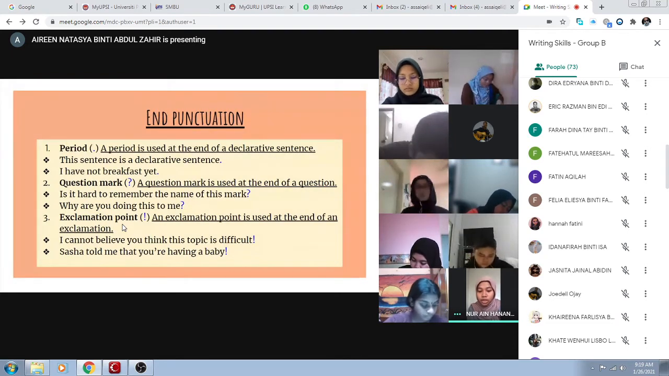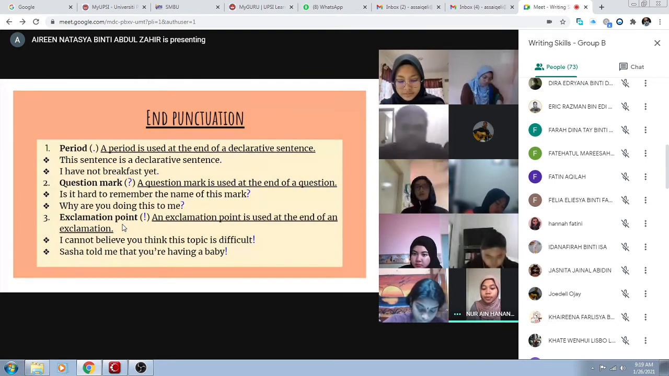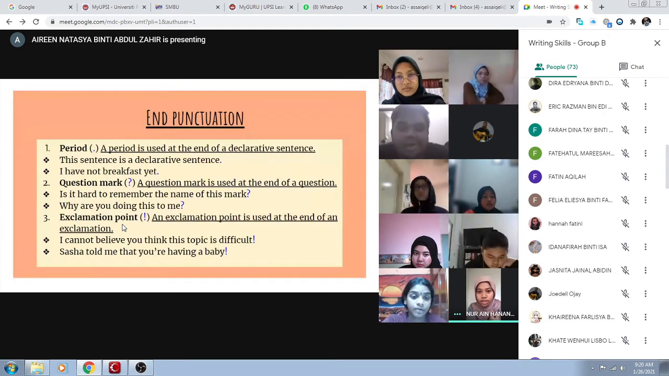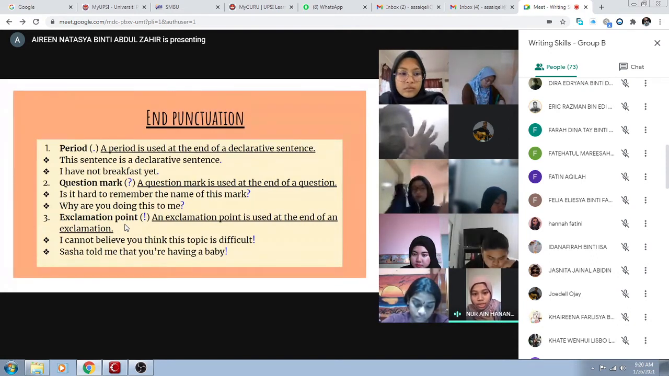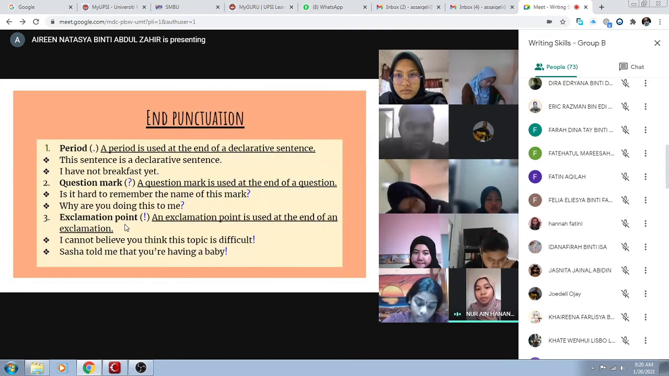The punctuation mark use. So the first one, period. A period is used at the end of a declarative sentence. For example, this sentence is a declarative sentence. The second one, I have not had breakfast yet. The second one is question mark. A question mark is used at the end of a question. For example, an interrogative sentence. For example, is it hard to remember the name of this mark? Why are you doing this to me?